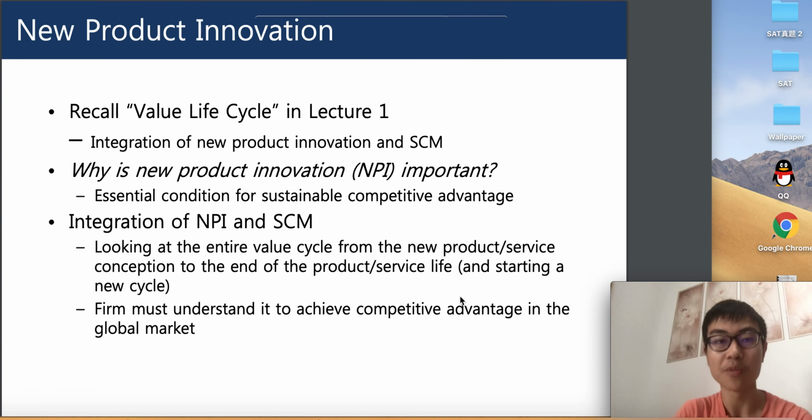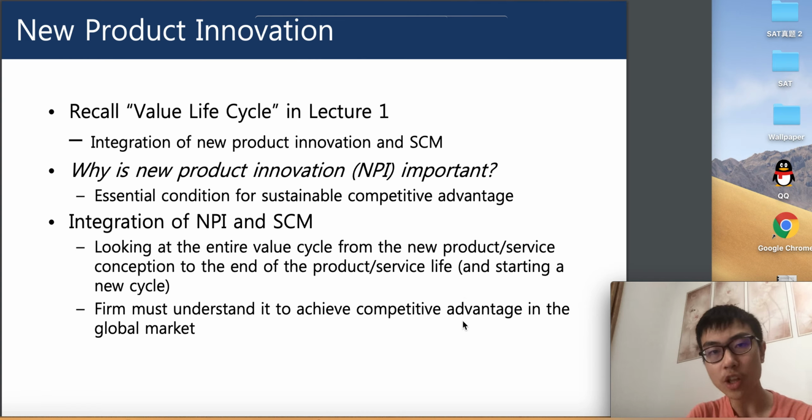And to find out which one is better to be implemented in maybe a future company or in a company now. First of all, you can recall the value life cycle we talked about in lecture 1. In the value life cycle, we went through a combination of the product life cycle and a new product innovation cycle to build up the value life cycle.